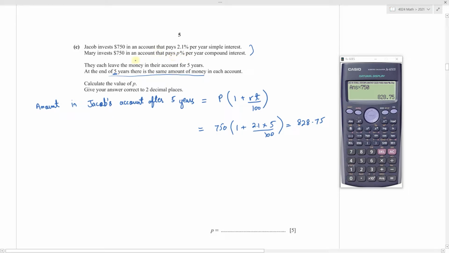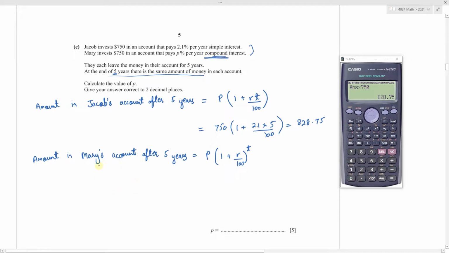But the difference is this is now compound interest for Mary's account. So the amount in Mary's account after 5 years will be equal to the principal multiplied by 1 plus rate over 100, to the power t, time in years. This is the formula for the compound interest.